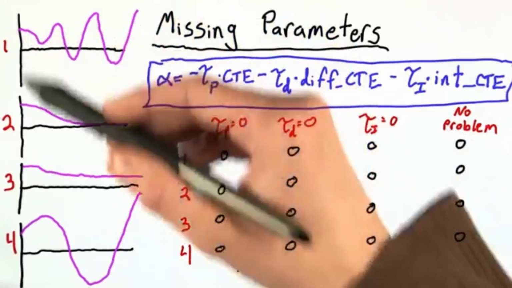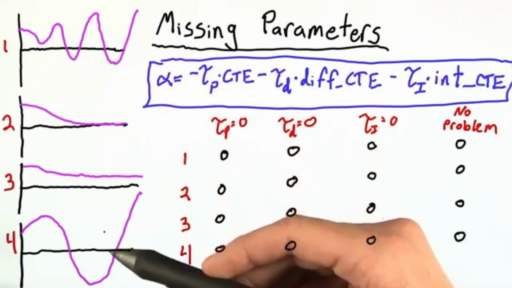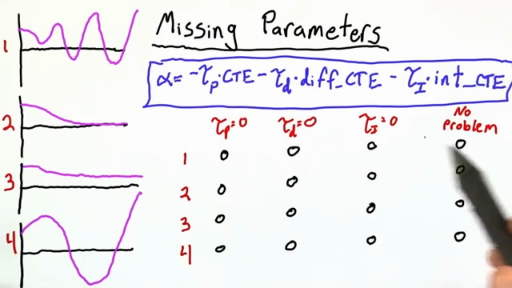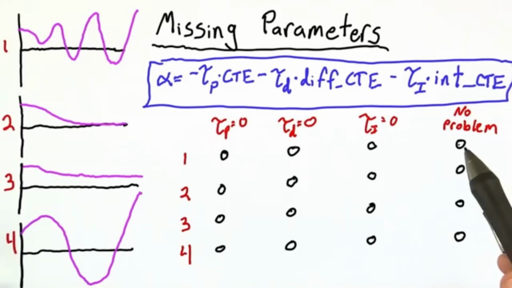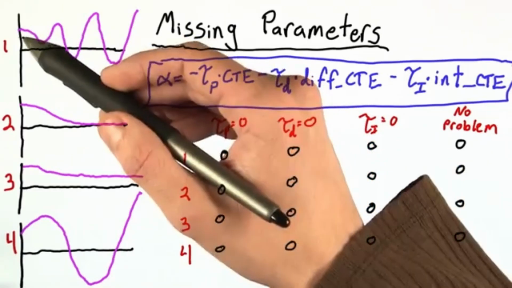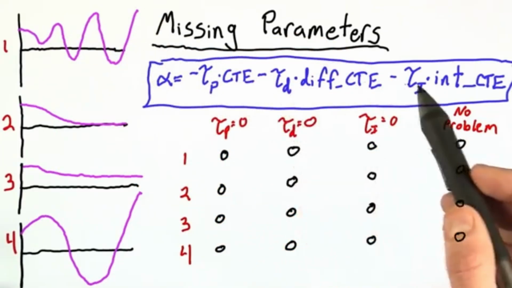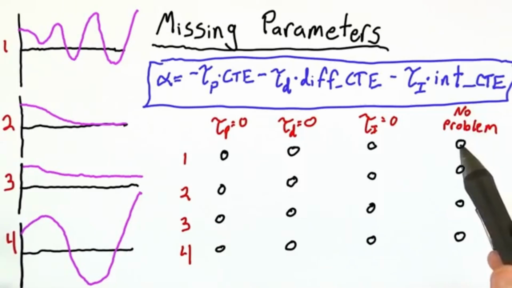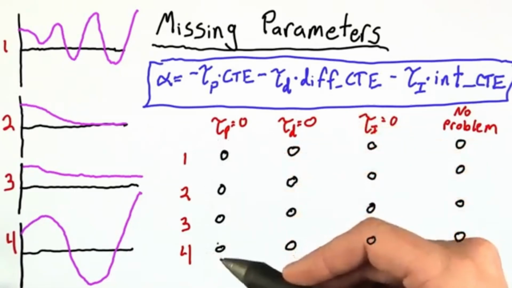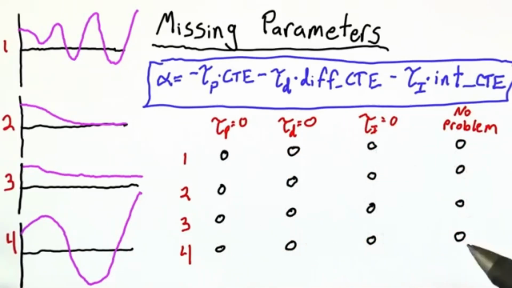For each of these four cases, you should go through and decide which of these radio buttons is the correct selection. So for example, if you thought that this was appropriate robot motion and all of the parameters were tuned correctly, you would select no problem. Keep in mind that each column should be selected exactly one time.